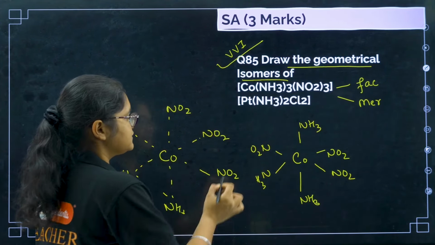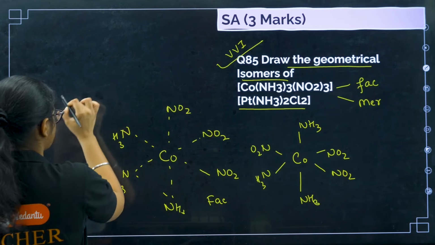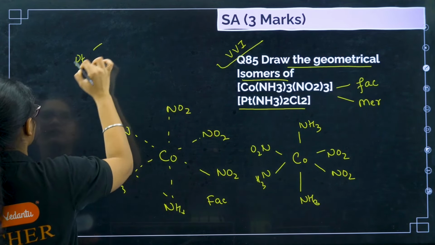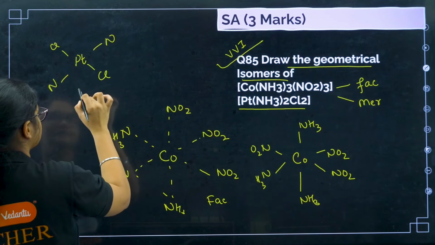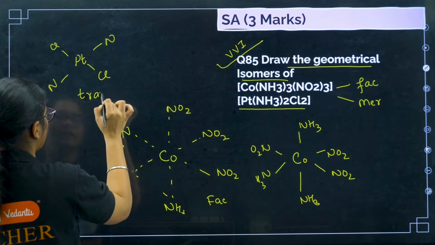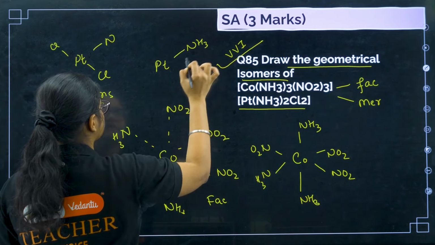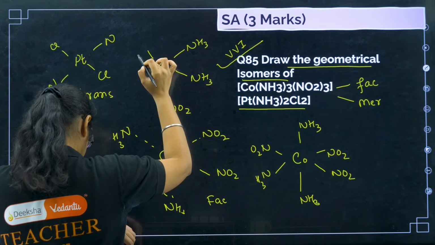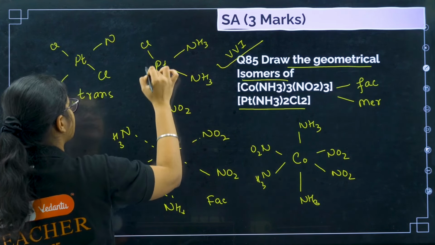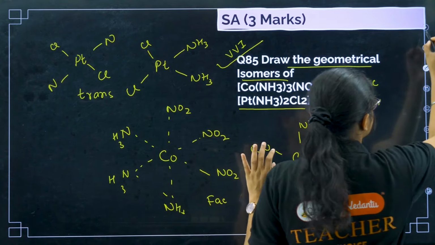Next, here it is Ma2b2 type, so you will get cis and trans. This is very easy. You have Pt, NH3, NH3, I am just writing in short, Cl, Cl. This is your trans form. And how will you get the cis form? The cis form will be NH3, NH3 and Cl and Cl. So these are your geometrical isomers.